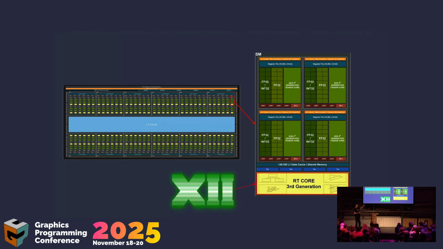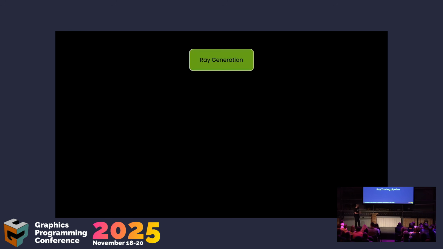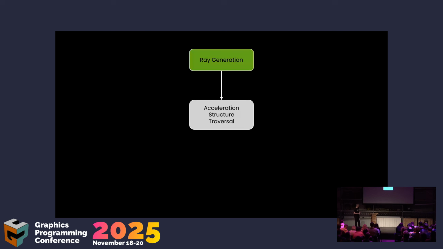And of course, other vendors also have such hardware acceleration parts, but I use NVIDIA for illustration. In order for all of this to work, for the rays that we generate, the so-called ray tracing pipeline has to be executed. Let's quickly see how this works. First, we have to generate our rays. Then we have to traverse the acceleration structures for our 3D scene.